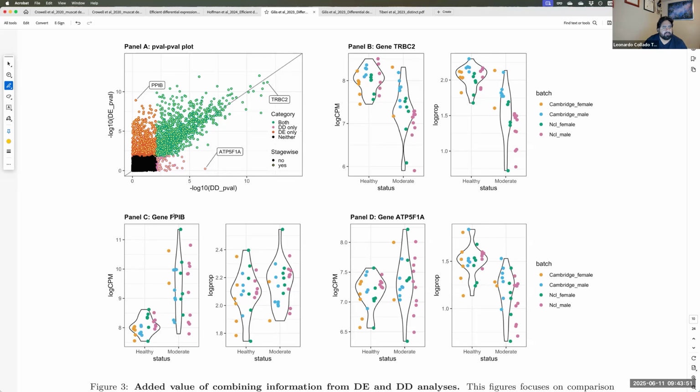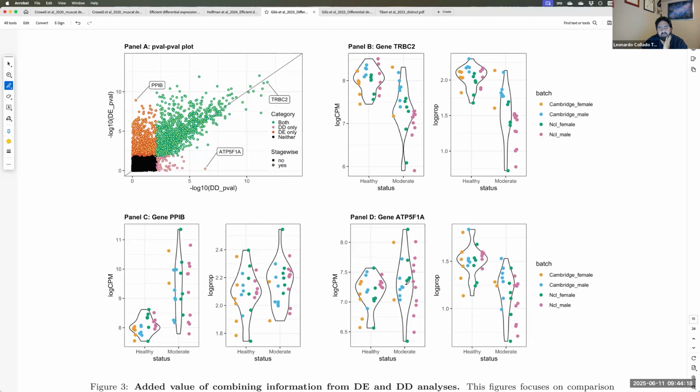But then you have cases like the orange genes, which is panel C, where you see a differential expression difference, but not really a differential detection difference. Now, the ones in pink are genes like the one in panel D, where there's no difference in differential expression, but there is a difference in differential detection. So this could be of biological interest to us.